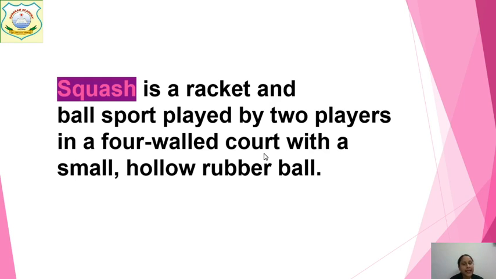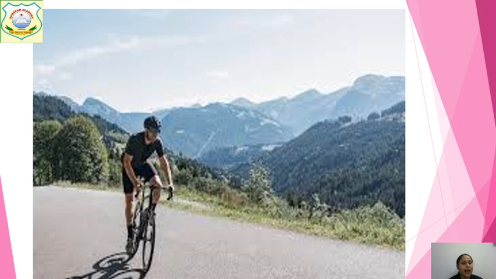So, what is squash? It's played between two players and it is played with a racket and a ball. एक racket और ball के साथ खेला जाता है. And where it is played? It is played in a four-walled court. एक बंद room में खेला जाता है. With a small hollow rubber ball. एक छोटी सी rubber ball के साथ. Okay? So what is squash? It is played by two players or more, and they are having a racket and a ball.